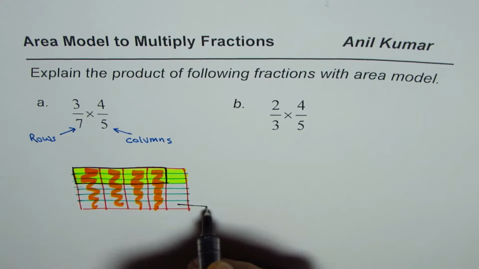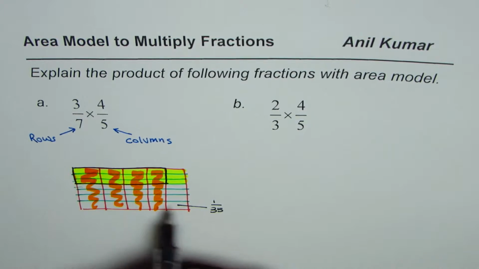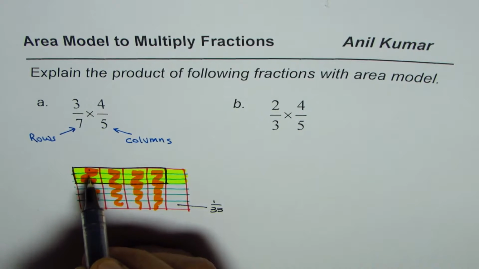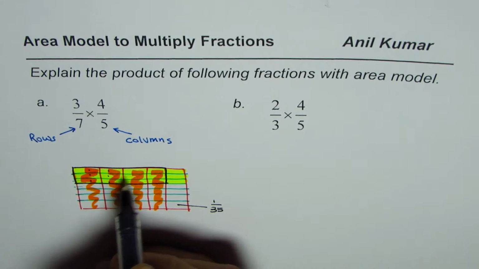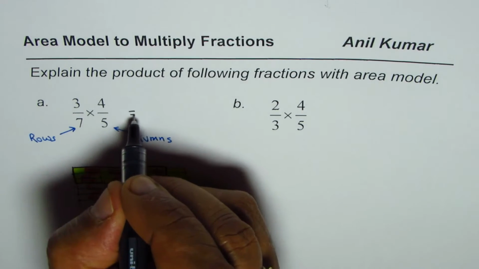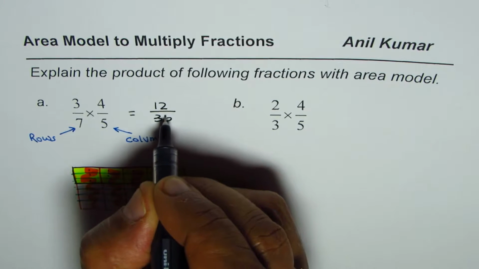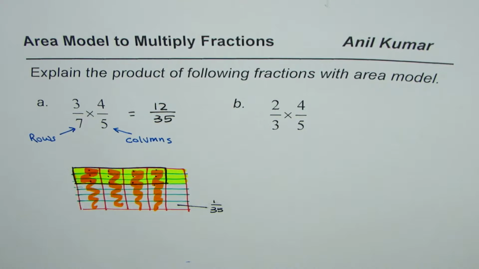Each small unit here is 1 out of 7 times 5, 35, correct? Each small unit is 1 out of 35. And how many such units did we select? 1, 2, 3, 4, 5, 6, 7, 8, 9, 10, 11, 12. So we have this as equal to 12 over 35. So that is how you can find the product using area model. Okay, let us practice it once again with the help of a similar example.